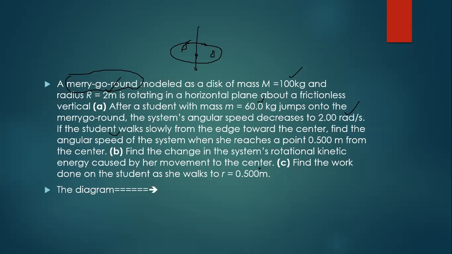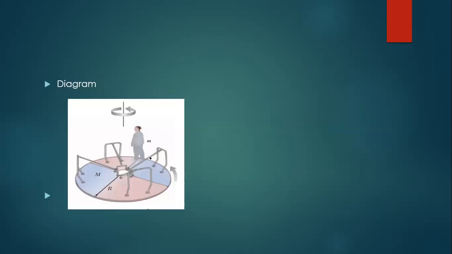All right. So there's a change in the system's rotational kinetic energy, which we need to compute. And then they're also saying, find the work done on the student as she walks to the radius of 0.5 meters. So all that we are saying is this scenario.